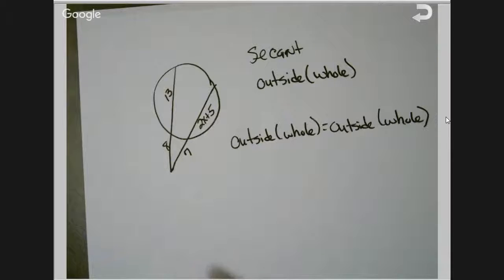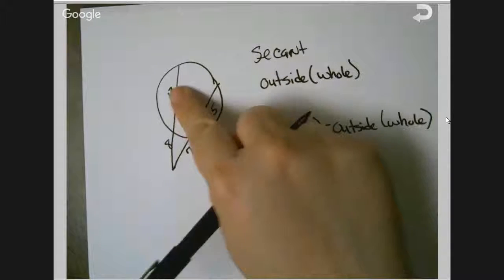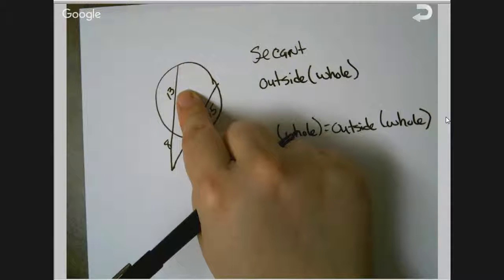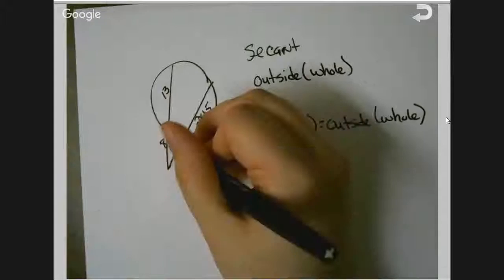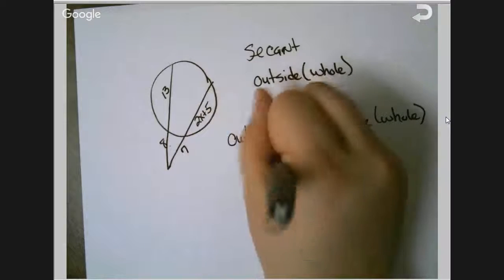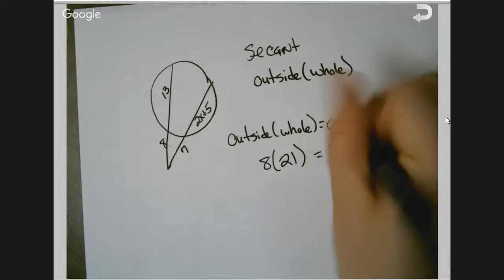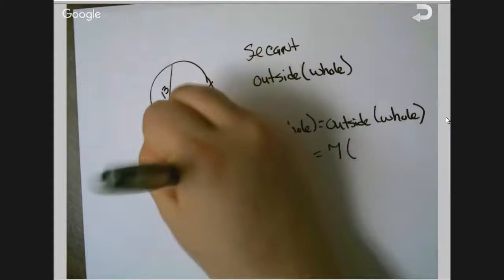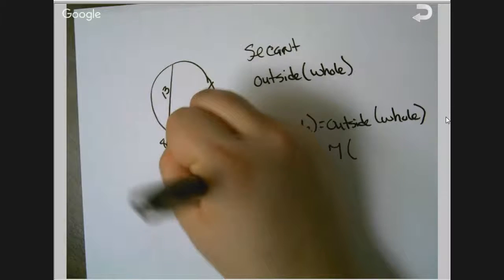Okay, so the outside on this line is 8. The whole line is 8 plus 13. The biggest mistake I see is you want to go 8 times 13 because it just seems natural. Please don't do that. It's a mistake that even I make sometimes. It's outside times the whole line. So outside times 21 in this case. And then 7 times the whole line, which is 2x plus 5 plus 7, so the whole line is actually 2x plus 12.